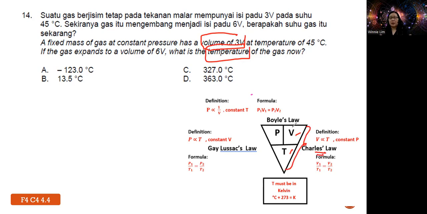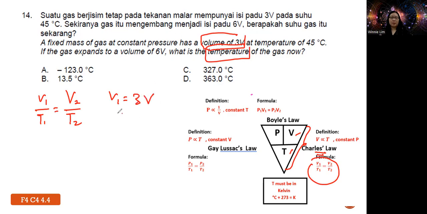If you look at the arrangement, you have V on top, T below. That means our formula will be V1 over T1 equals V2 over T2. Now you know this is the formula that you need. Then again, you find the quantities given here. So V1, assuming it's 3V over here.